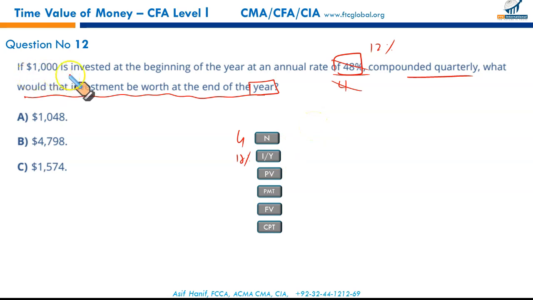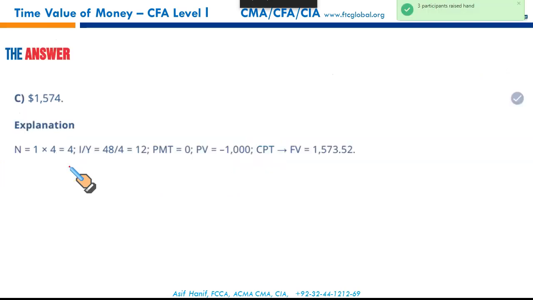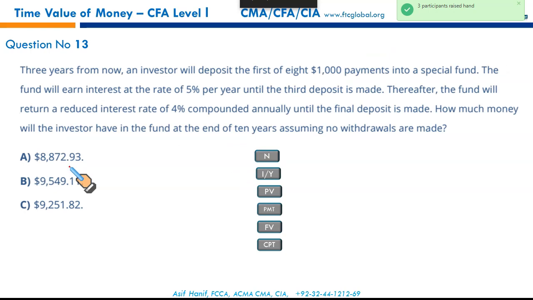What do we need? If you invest $1,000 now, that's the present value. Outflow, negative. There is no regular recurring payment. You just plug in these numbers. N is 4, 12% I/Y, negative 1,000 PV, PMT 0. Simply press CPT future value. You should get your result C. I'm sure you people are following and you're getting the results. MashaAllah, all of you have got it correctly. That is C. All right, next.